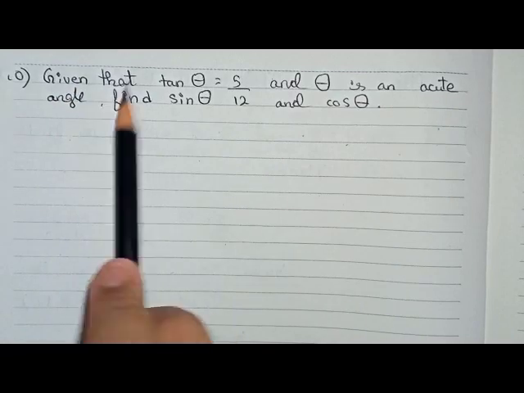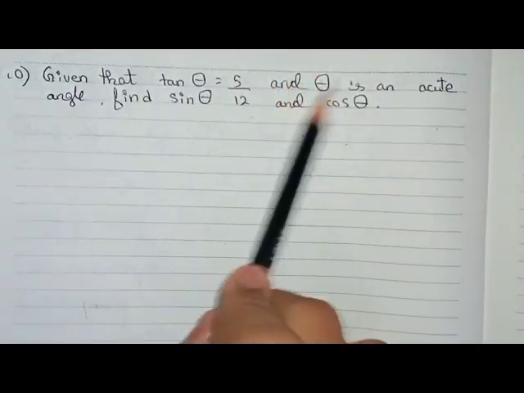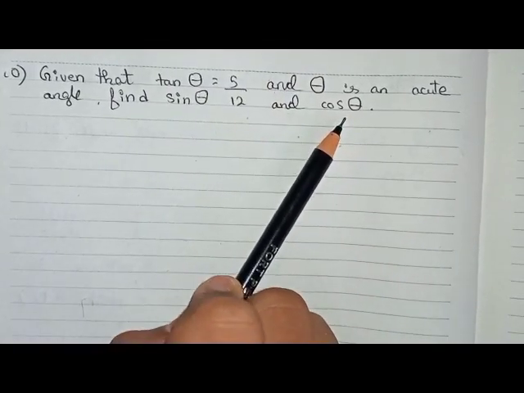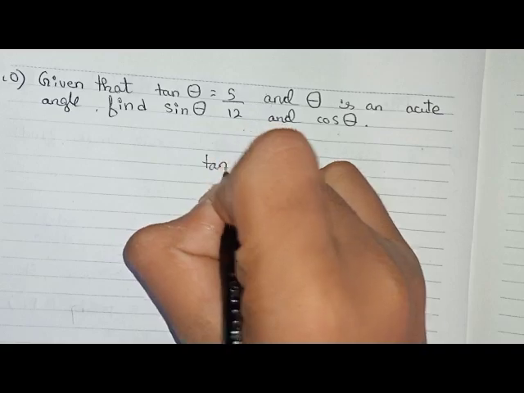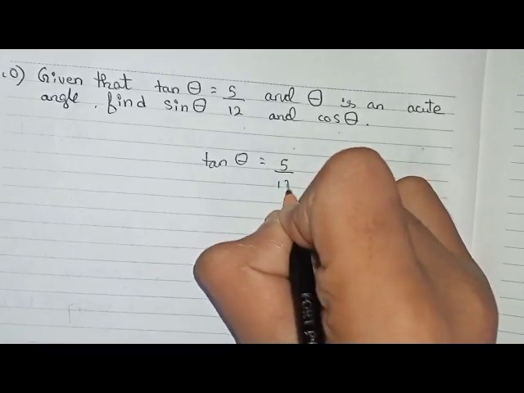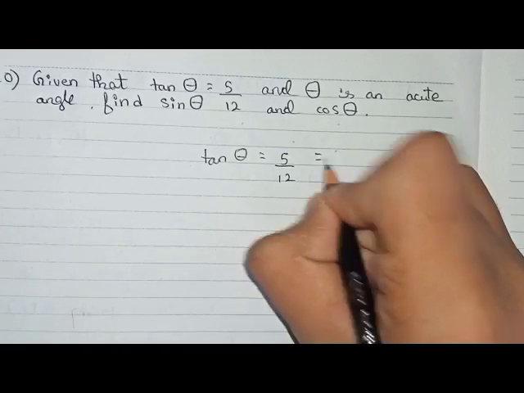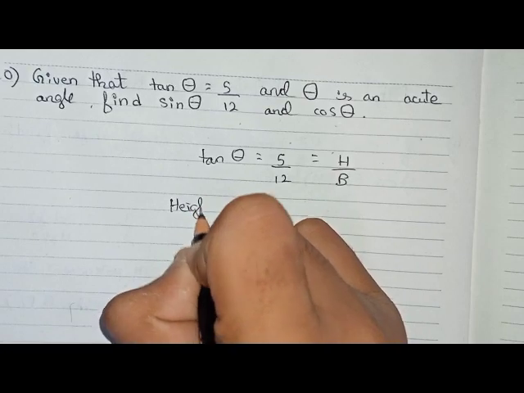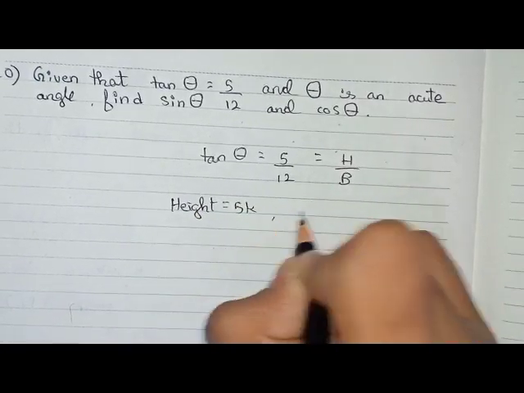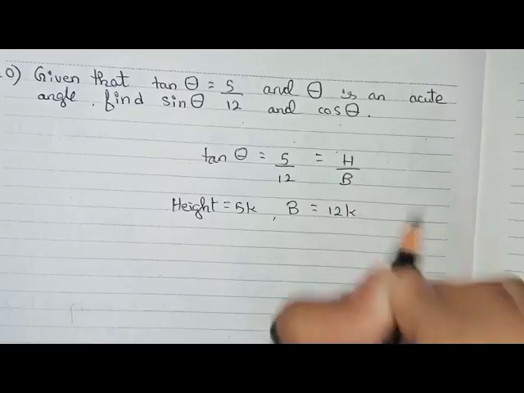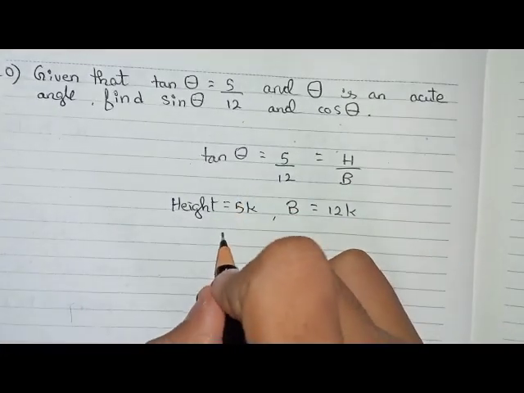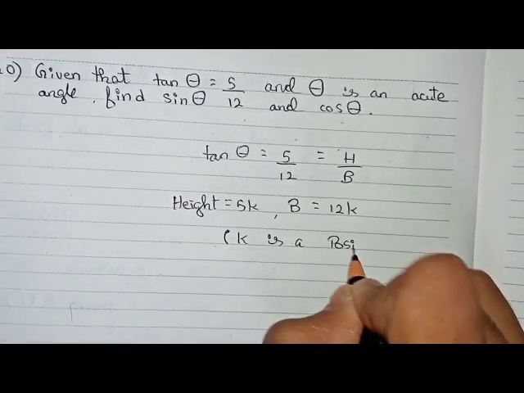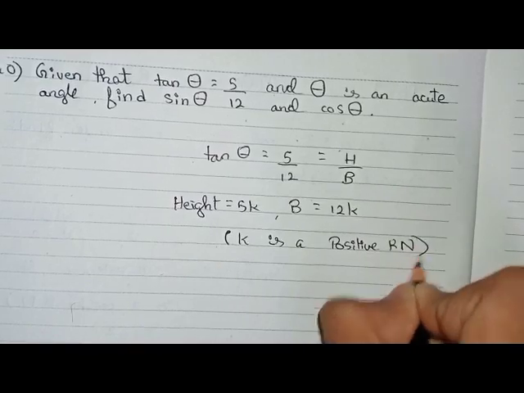Question number 10. Given that tan theta is equal to 5 by 12 and theta is an acute angle, find sin theta and cos theta. So tan theta value is given. It is given 5 by 12. So tan means we know that it is height by base. So therefore you can write that height is equal to 5k and base is equal to 12k. Like the previous question, we are doing this. And k is a positive real number.